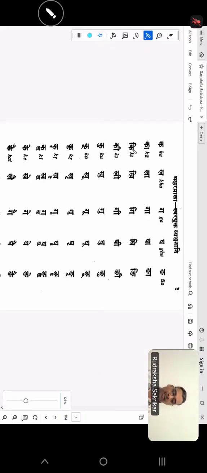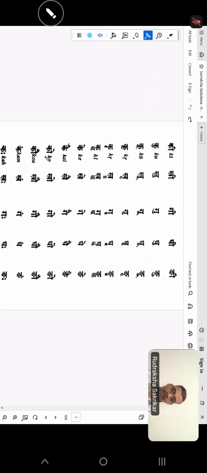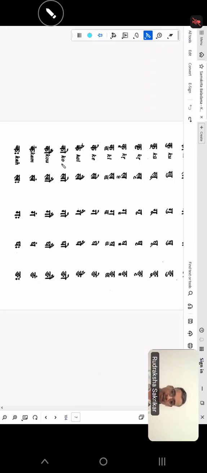K, ka, ki, ku, kru, kru, klru, ke, kai, ko, kau, kam, kaha. Now here on ka, anuswara is given and there is no other letter after that. So if there is no other letter, we can just say m, kam. If there is some other letter, then whatever is the nasal sound in that family, we can articulate that.